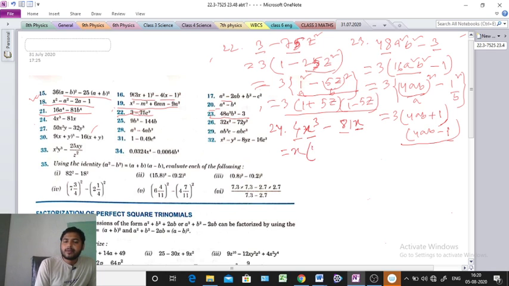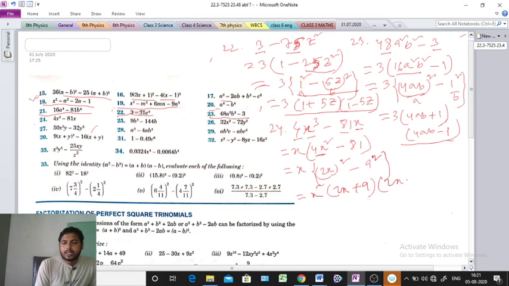After taking x common, we get 4x square, because x cube was there and we took one x out. After that minus 81, and x is taken common. Now we have x into 4x square minus 81. 4 is 2 square, so we write 2x whole square minus 9 square, since 81 is 9 square. Clear or not?